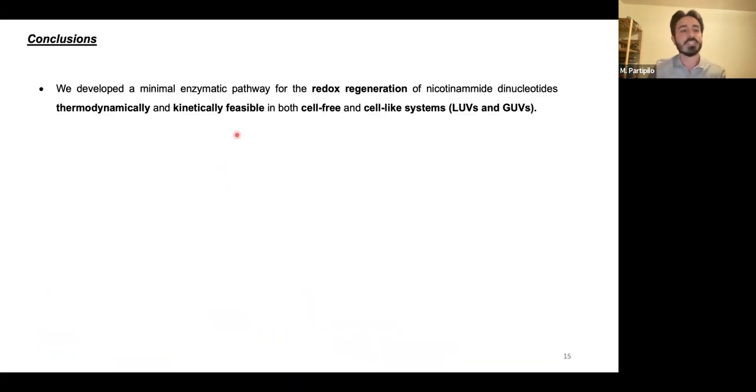So I finally reached the conclusion of this talk, and I hope at this point you agree with me that we managed to develop an enzymatic pathway that is able to ensure the reduction but also the reoxidation of nicotinamide cofactors. This pathway works in solution and in cell-like systems regardless of their size, so both in LUVs and GUVs.